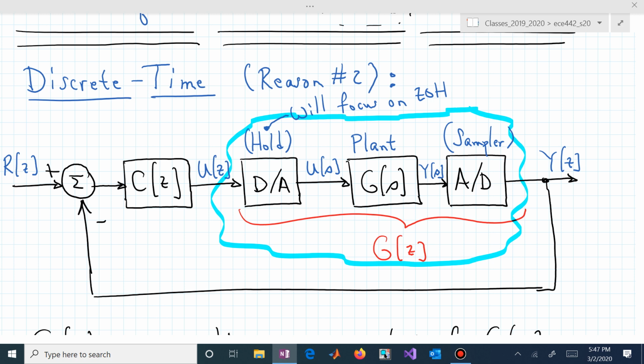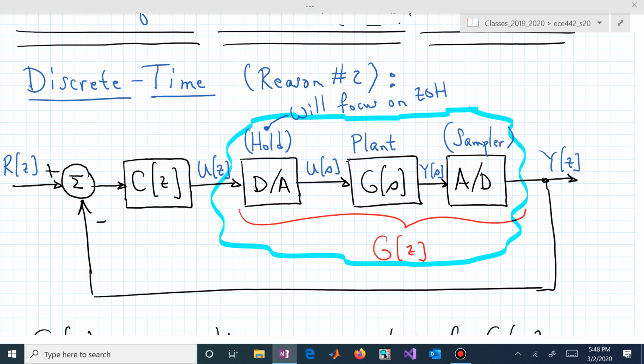of Z. And the way that we will do it is we will actually incorporate the behavior of the D to A and the behavior of the A to D and put all of that together to obtain our G of Z. And that's what we will call a zero order hold equivalent, because our D to A will be a hold and it's a zero order hold.